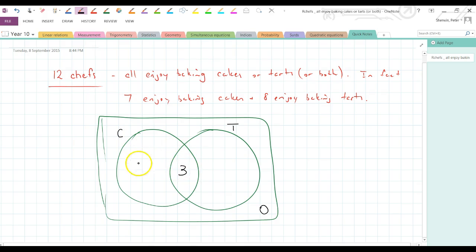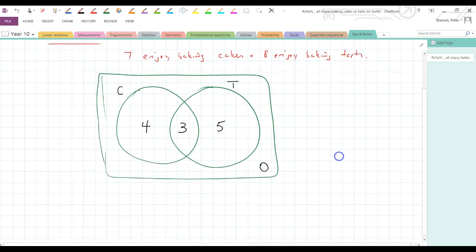Now I fill out. I've got 7 that enjoy baking cakes, so the 3 plus this number here have to be equal to 7. So I take the 7 and subtract the 3. I do the same with the tarts. 8 enjoy baking tarts. Take 3 from 8, you've got 5. If you now add them up, 4 plus 3 plus 5 gives you the 12 chefs that we started with.